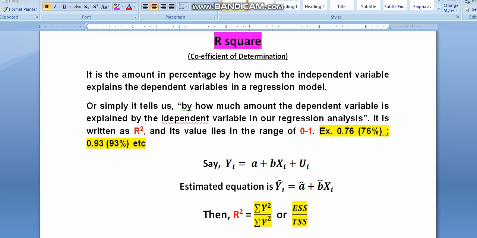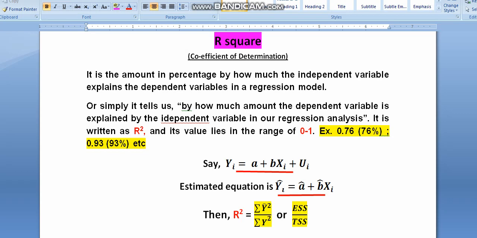Technically, if you really want to measure the value of R square, suppose we have a simple regression equation like this, and after estimation it will look like this. Now your R square value will be nothing but ESS by TSS, the explained sum of squares divided by the total sum of squares. In mathematical terms, it is the summation of y cap square, where y cap means the explained sum of squares, divided by the summation of y square, the total sum of squares.